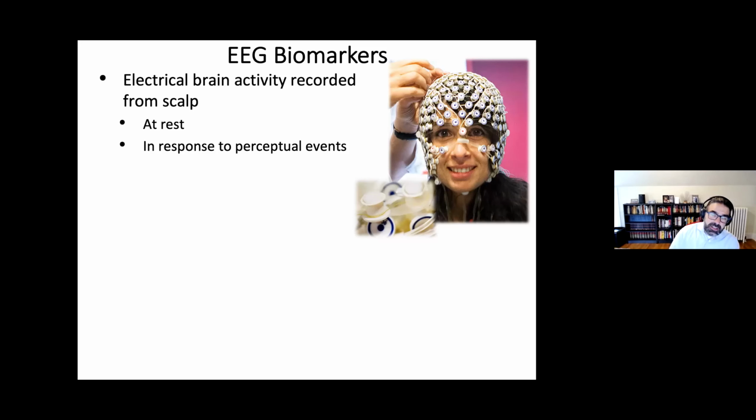EEG is the electroencephalogram. It's a way of measuring brain activity by recording the actual electricity that neurons produce when they fire. And when many neurons fire in unison, the signal together is actually a strong enough electrical charge. It's minuscule, but strong enough that you can pick it up from a person's scalp. And that's what the EEG is.